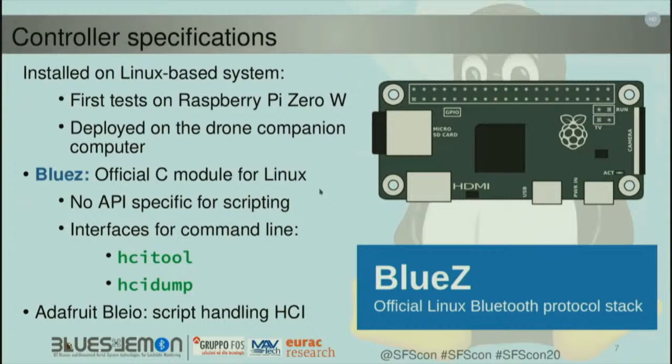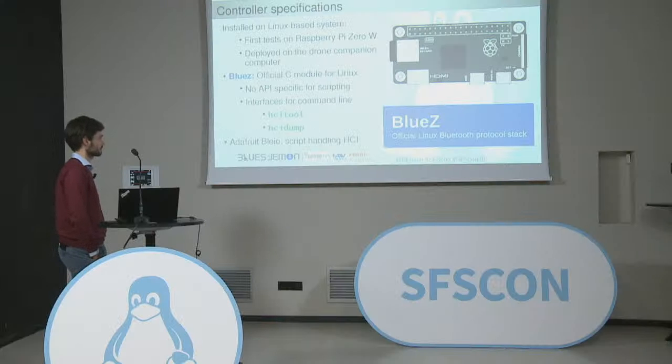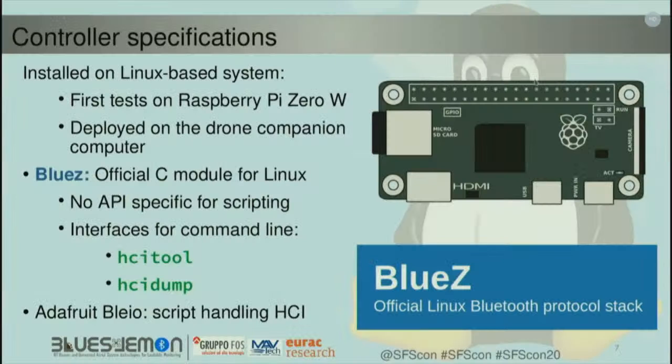Then we can talk about the controller. The controller will be a companion computer installed on the drone. It will be a Linux-based system. For the test, we use a Raspberry Pi Zero W. For the software, we rely on BlueZ, which is the official Linux Bluetooth protocol stack. It's written in C, and it has no API specific for scripting. If you want to use them, you have to dig in the code and find the right function. But it provides command line interfaces such as hcitool and hcidump, which are used to scan, pair with beacons and also control the Bluetooth packets.